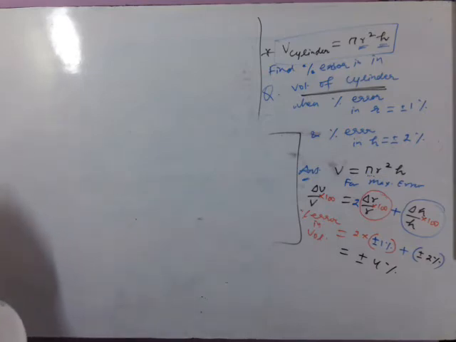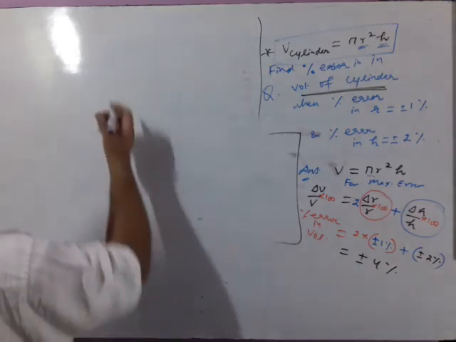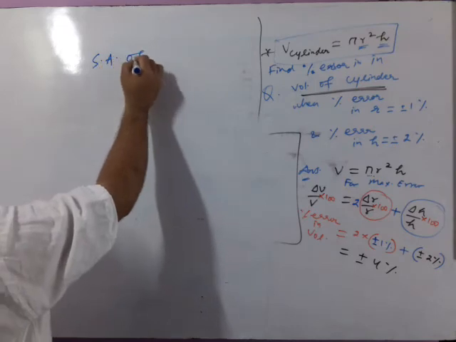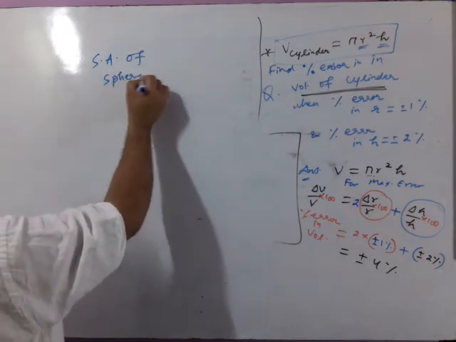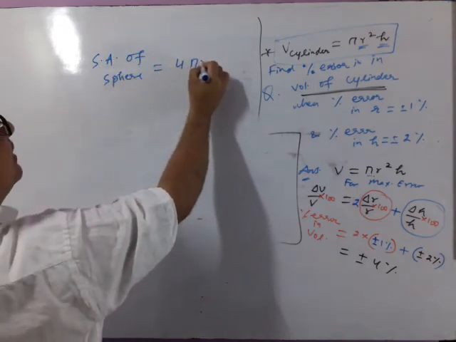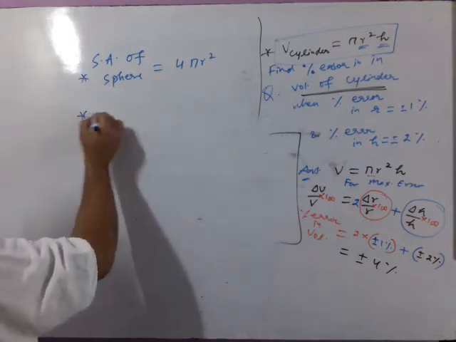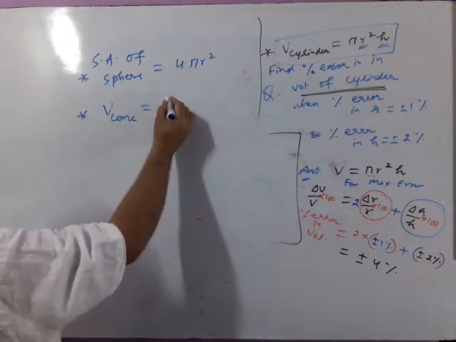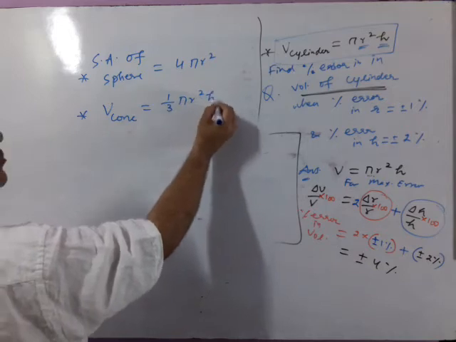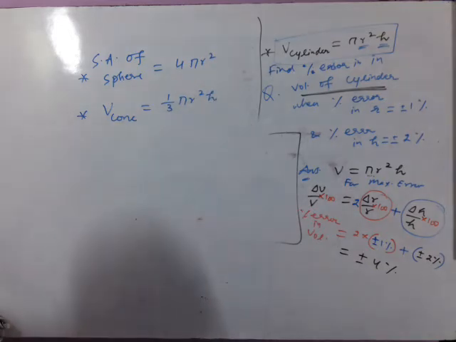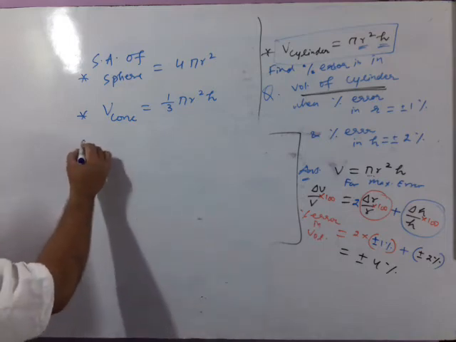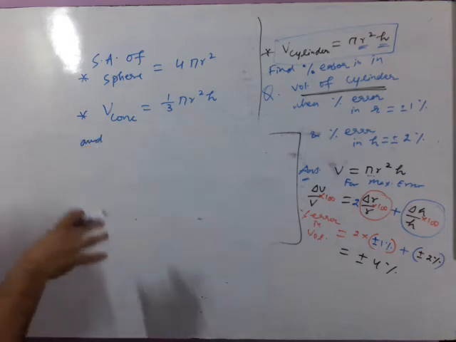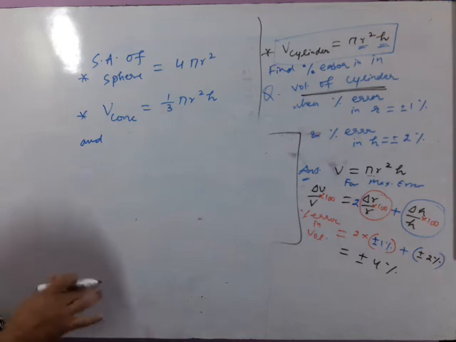Now you see there are so many formulae like surface area of sphere, it is 4 pi r square. Like volume of cone, 1 by 3 pi r square h. So remember all the formulae; any question may be asked. As well as formulae of physics. You know physics formulae. Now error numericals on that.